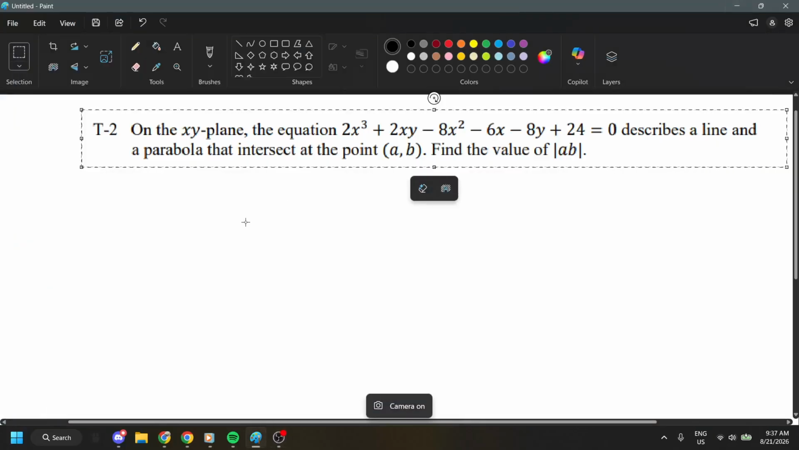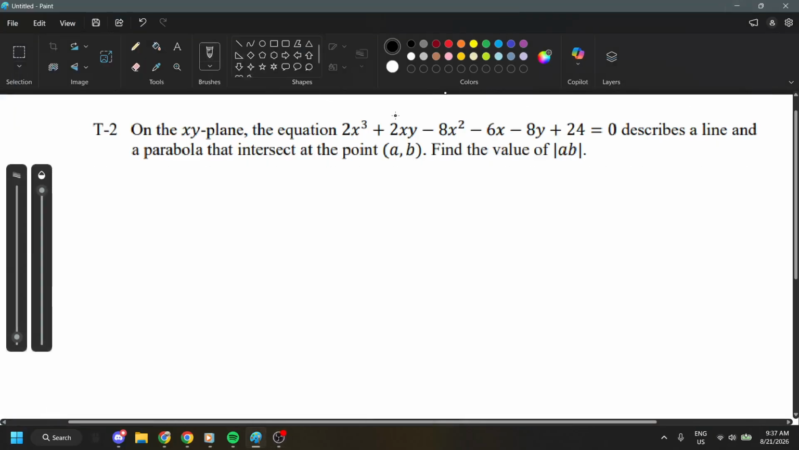Hi guys. On the xy plane, the equation 2x cubed plus 2x minus 8x squared minus 6x plus 8y plus 24 describes a line and parabola that intersect at the point AB. Find the value of AB.